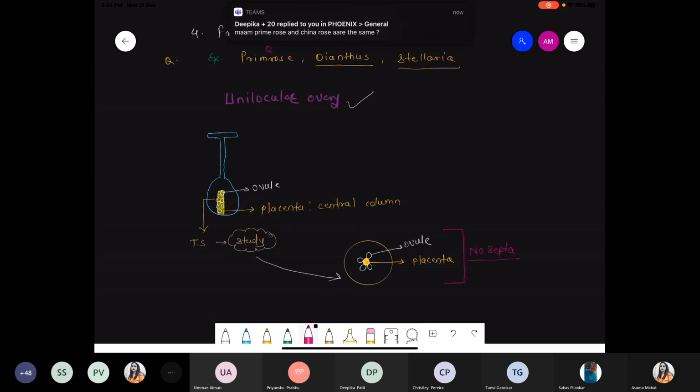No, it's different, Deepika. It's totally different. You can Google it. China rose basically belongs to the Rosaceae family.